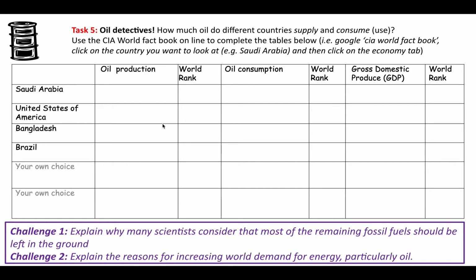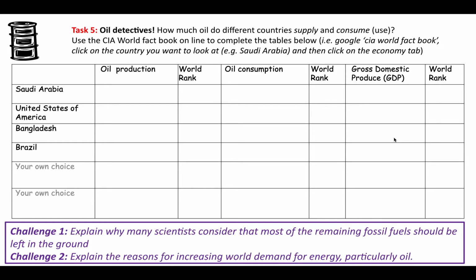So you're going to look by Googling the CIA World Factbook. Now, the World Factbook is a useful website because it gives you basically facts and figures on every country from all different categories. So you Google CIA World Factbook, you click on the country you want to look at, for example, Saudi Arabia, and then you click on the economy tab. Now, that's really important. That's where you're going to see oil production, oil consumption, and gross domestic product.